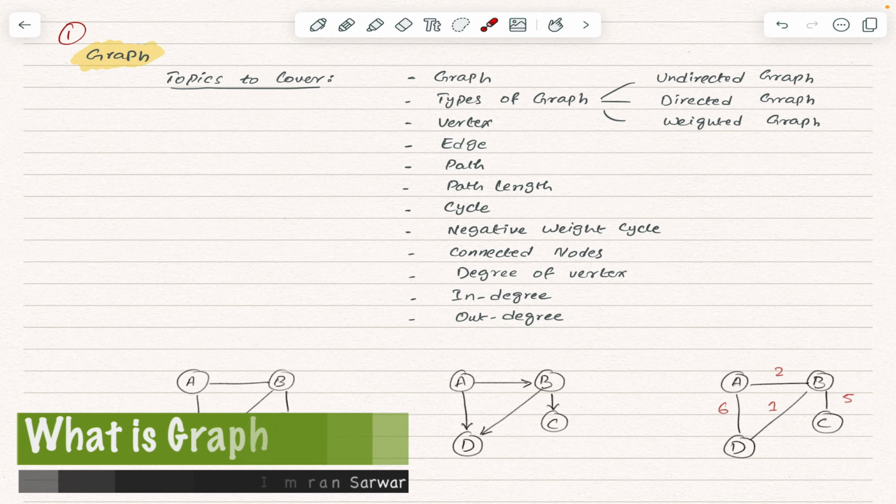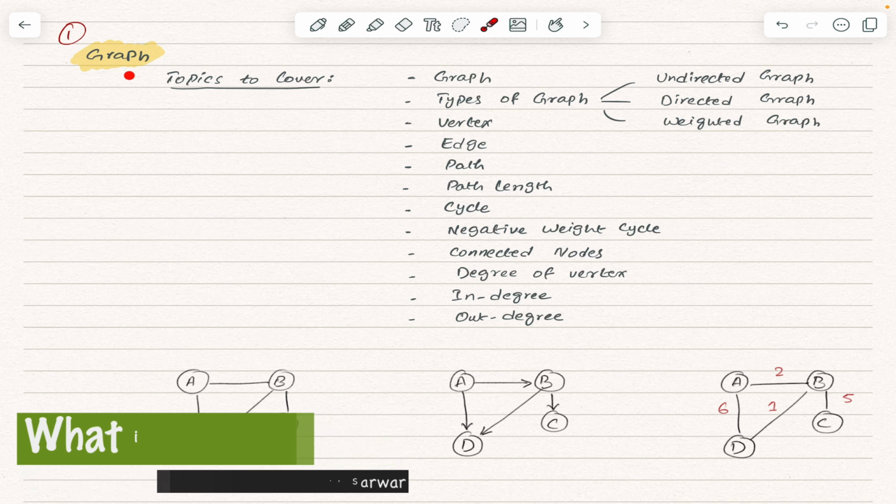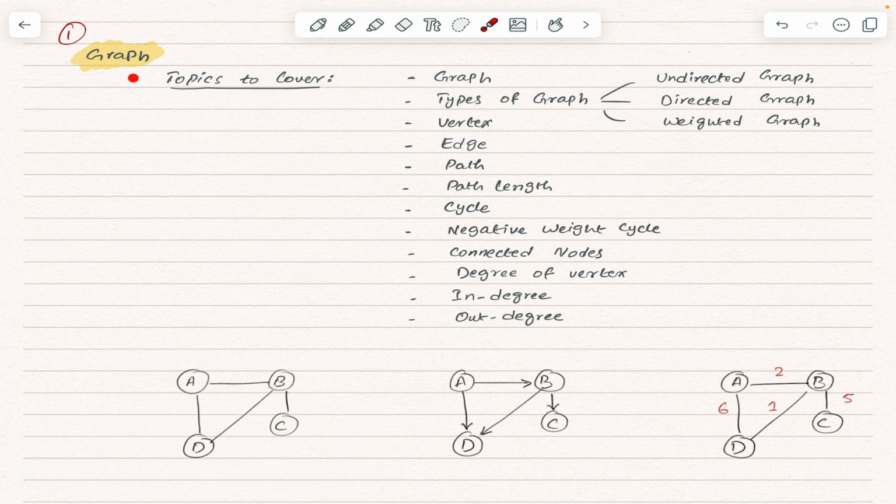Hi, hello. So today we are going to start another course that will be about graph. We will cover this graph in a step-by-step way so that you can crack any coding interview after that. So first we will talk about its simple topics, that is, what is graph, and like I have mentioned here, all these terms, we will talk about them.